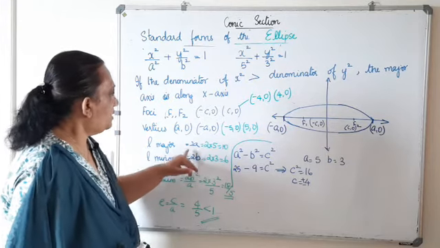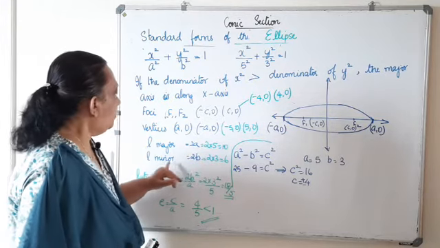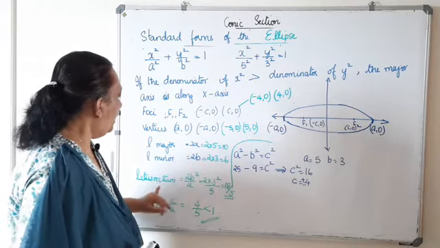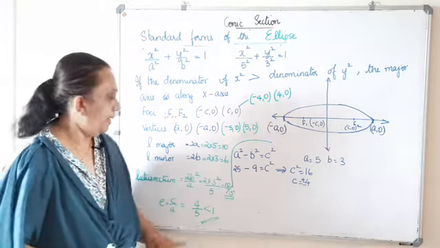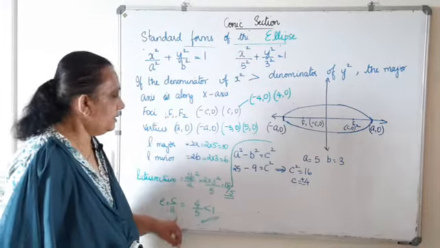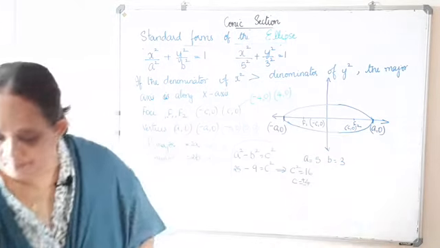Length of the major axis is equal to 2a. Length of the minor axis is equal to 2b. Length of latus rectum is equal to 2b squared by a. Eccentricity e is equal to c by a.